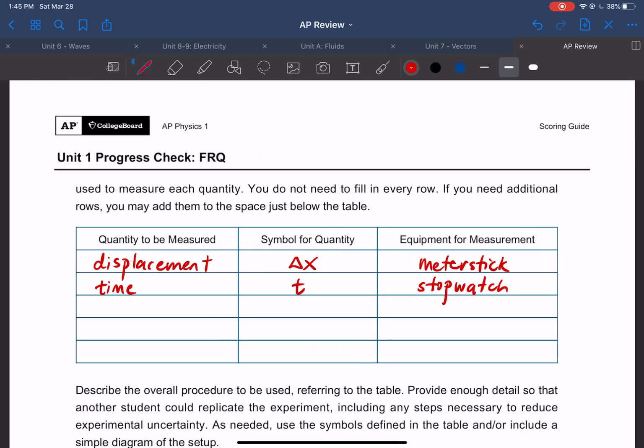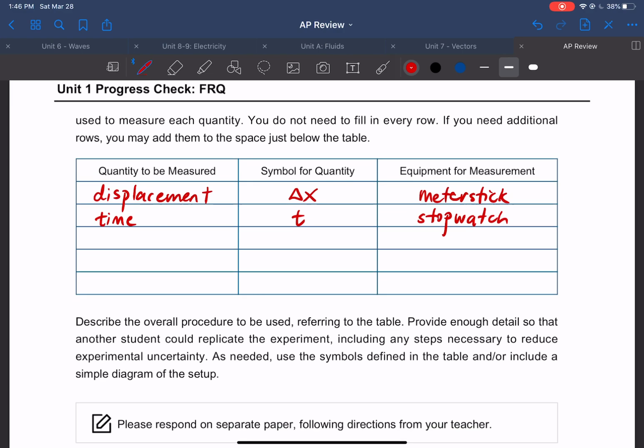All right, so basic idea is you mark the starting line, and then you mark at least a few other distances down the ramp, and you measure the time it takes the ball to reach each of those points, and then you repeat that a few times, and you get a list of delta x values and a list of time values, and you could put those on a graph and find the acceleration from there.